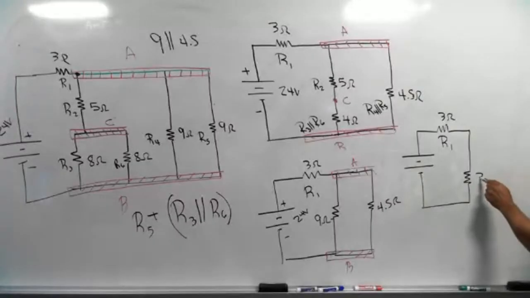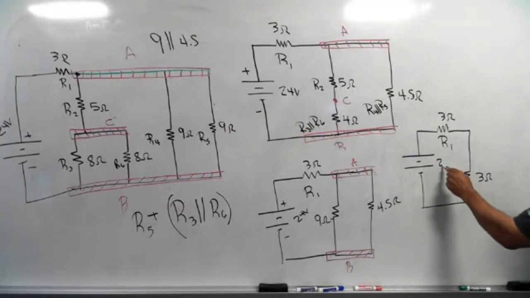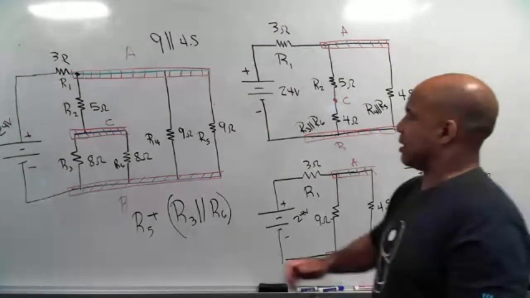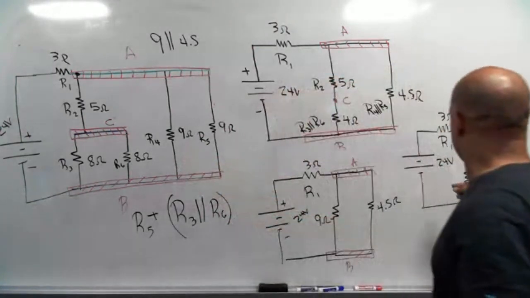Three ohms. Oh, that's nice. 3 ohms. That's a nice number. Then this is 24 volts. So see how we turn this complicated circuit basically down to this.